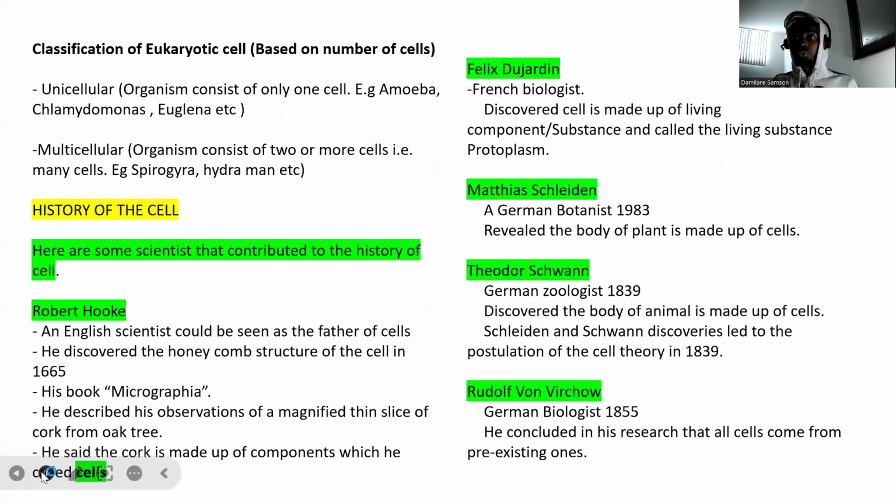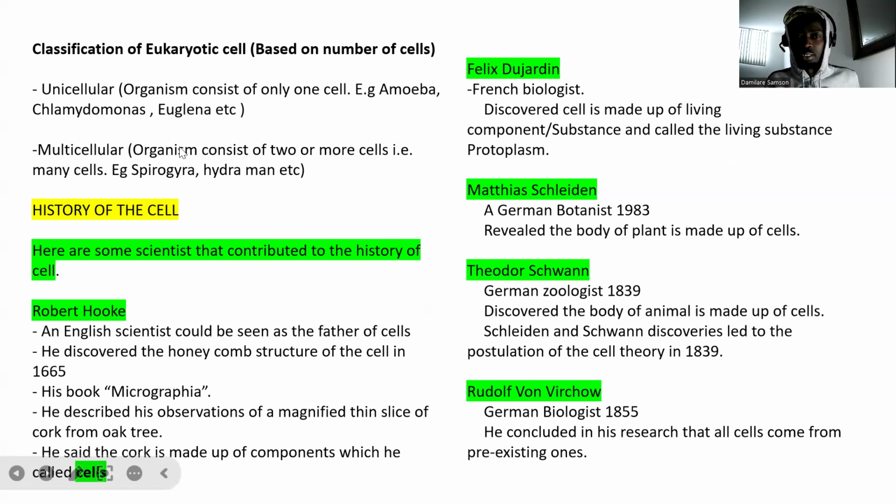And classification of eukaryotic cells. So basically, we want to talk about eukaryotic cells, the true nucleus cells. Unicellular organisms consist of only one cell. Examples are amoeba, chlamydomonas, and euglena. They have only one cell, and with that one cell, they can perform all the activities of a living organism. Amoeba can actually go through the whole thing with just one cell.